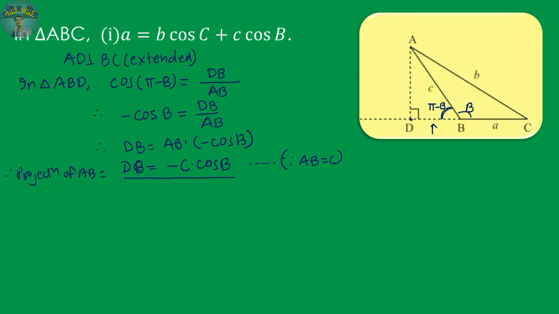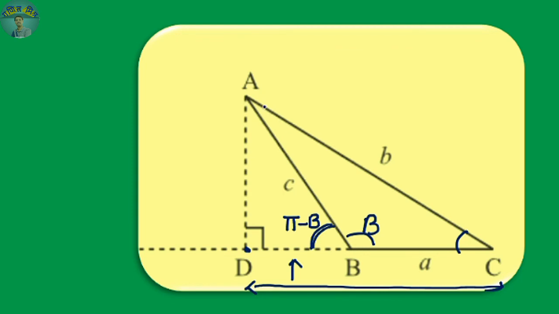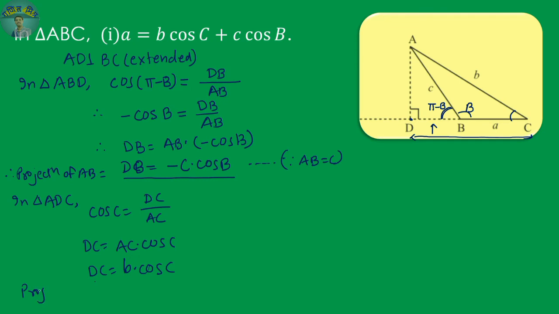Similarly, now I am going to consider the bigger triangle ADC. In triangle ADC, what is the cos C value? Cos C will be adjacent side DC upon hypotenuse AC. So DC is equal to AC cos C, but what is AC? AC is B, so DC is B cos C. Can I call DC the projection of AC? Yes, it is the projection of AC on the baseline. So DC, the projection of AC, is B cos C.